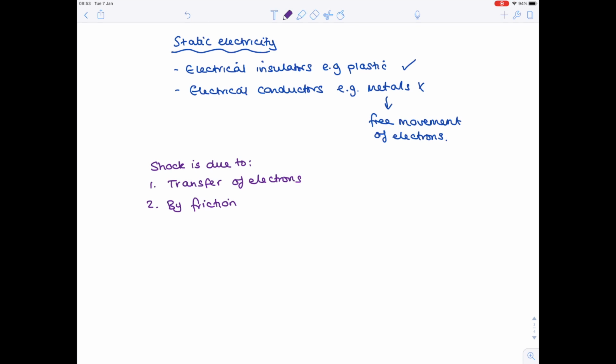Why did a girl's hair stand up on end when she slid down a plastic slide? That's due to the transfer of electrons by friction. Why would the same have not occurred if she slid down a metal slide? Well, that's because metal is an electrical conductor, so the electrons are free to move.